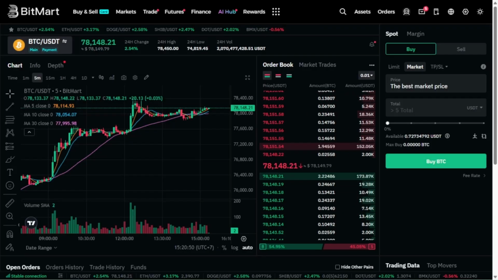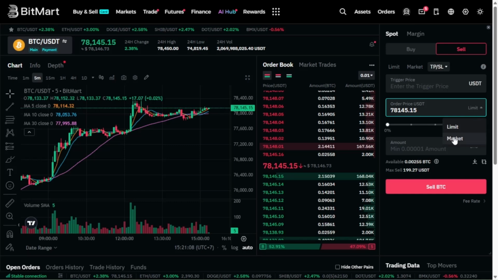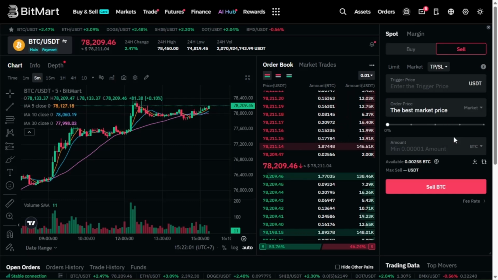Now that we've placed the trade, let's set up some risk management by adding a take profit and a stop loss. I'll also show you how to execute a trigger order. On the top right, we can head back to take profit and stop loss, switch from buy to sell, and then switch our limit to a market order. BitMart only allows one take profit or stop loss order on a full position. So I'm first going to show you how to set up a take profit, and then we're going to do a stop loss.